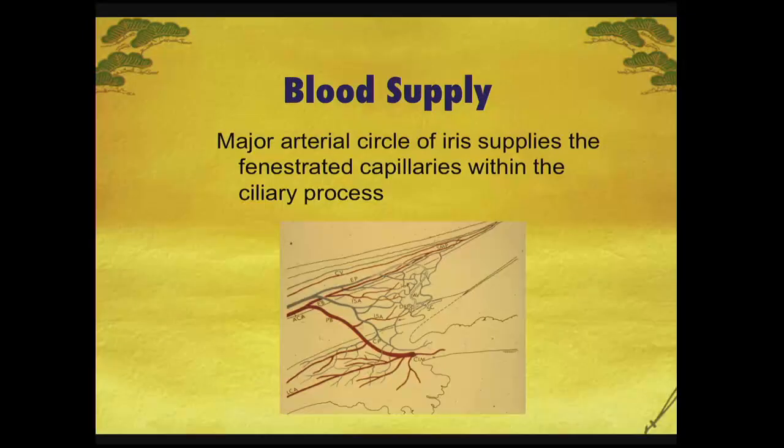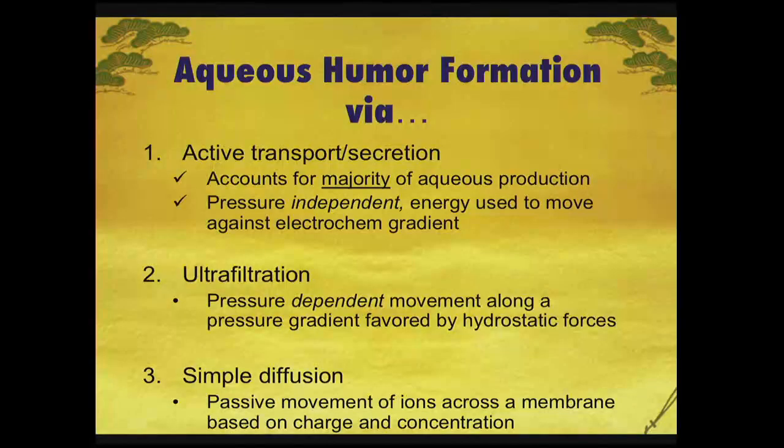The blood supply to the ciliary body comes from the major arterial circle of the iris. Again, just a fact that you need to remember. Aqueous humor formation, there's three ways that it's formed. Active transport or secretion. This accounts for the majority of aqueous production. This is pressure independent because you actually are using energy to create active transport. There's also ultrafiltration. This is a pressure dependent movement along a pressure gradient. And then there's simple diffusion where ions are just passing across the membrane.